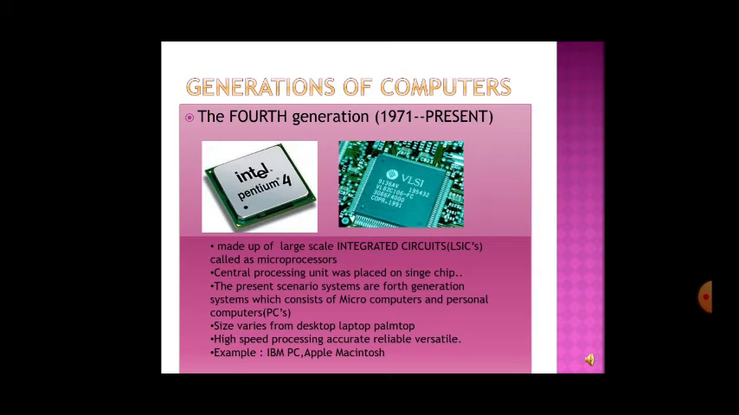The present systems are fourth generation systems, which consist of microcomputers and personal computers. Whatever you see in the personal computers, you can see the chip over there. Size varies from desktop, laptop and palmtop. Desktop systems are kept on the desk and are not portable. Laptops you can keep on the lap and work, and they are portable, so you can carry them anywhere. Palmtop is also portable, you can carry it in your pocket. They offer high speed processing and are accurate, reliable and versatile. Examples are IBM PC and Apple Macintosh.